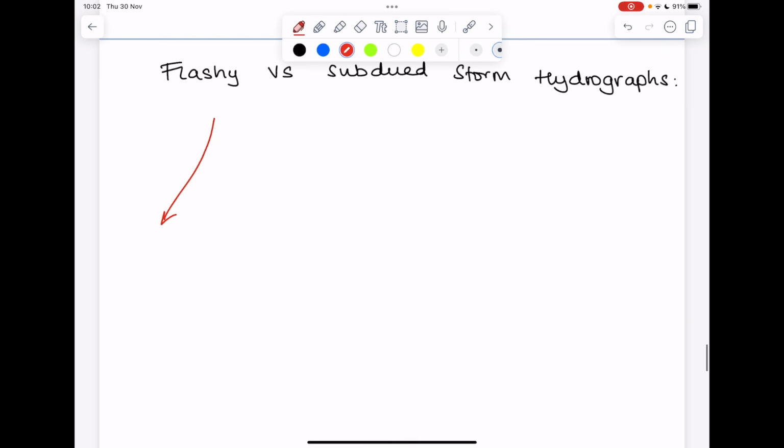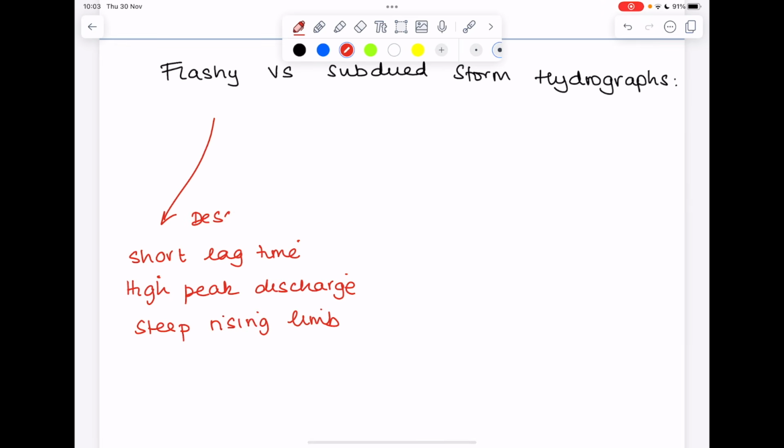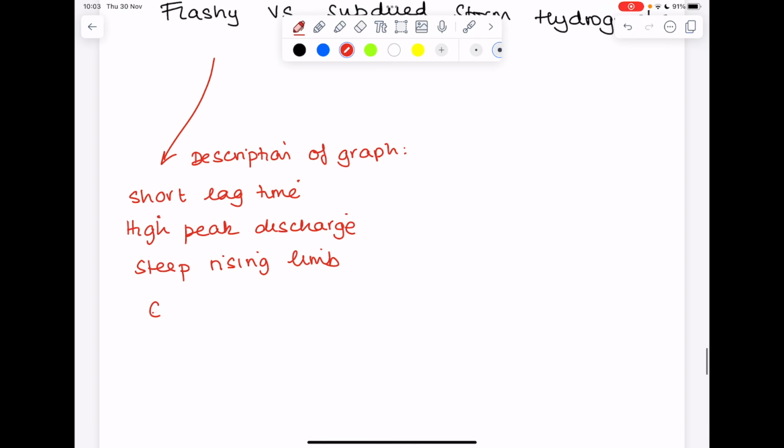So our flashy storm hydrograph, we know we're going to have a short lag time. We'll have a high peak discharge and a steep rising limb. So those are all descriptions of the graph we would see. Why do we get these various features that we see on the graph? Well, for a number of reasons.